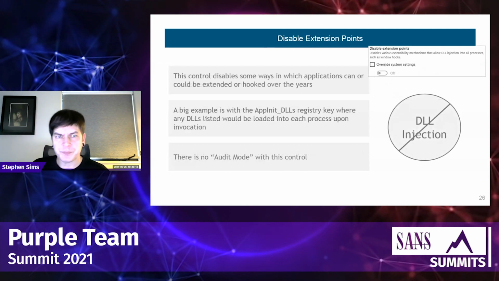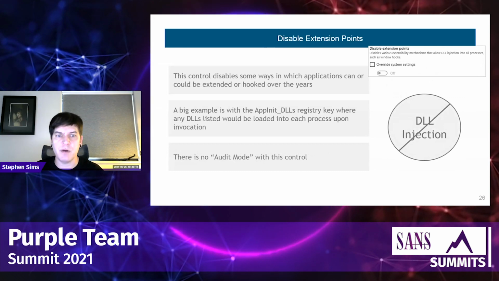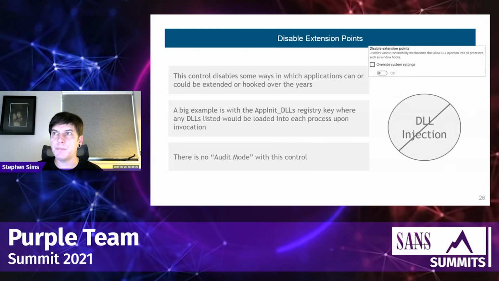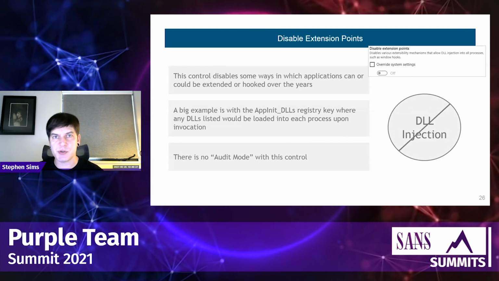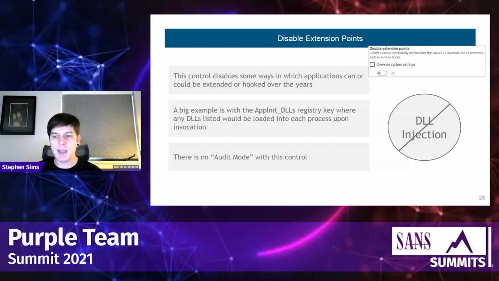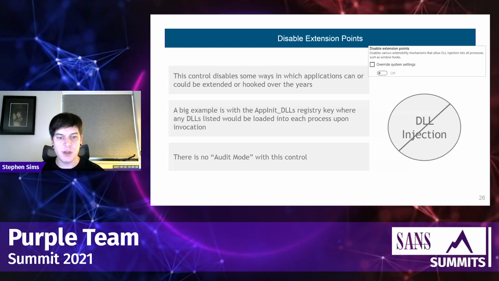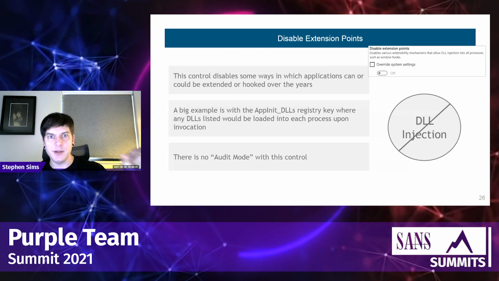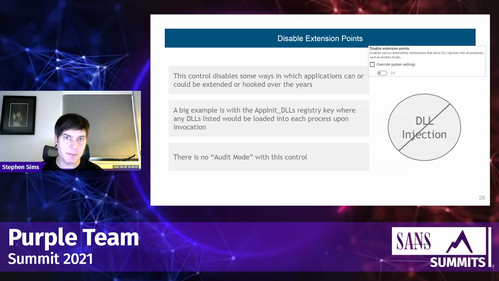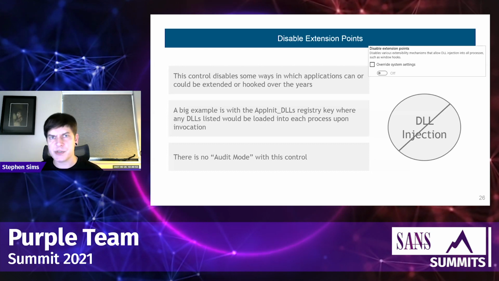Disable extension points. Like it says here, it disables some ways in which applications can be extended or hooked over the years. You've probably seen it before, maybe not. I remember the first time I saw it was with a screen recording software. I was using it so that I could record my screen when I'm doing demonstrations and things like that. And when I was debugging unassociated, completely separate processes, I would see that there was this DLL, and the DLL name was named that screen recording software. No matter what userland process is running, it was getting this DLL into every single process. And I was like, that's kind of scary.